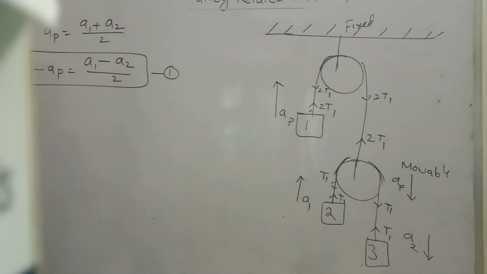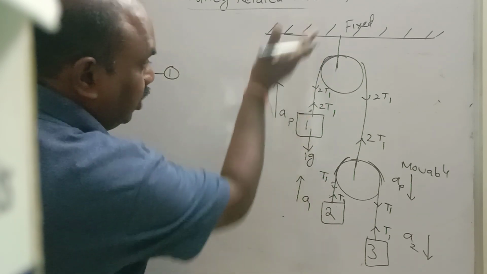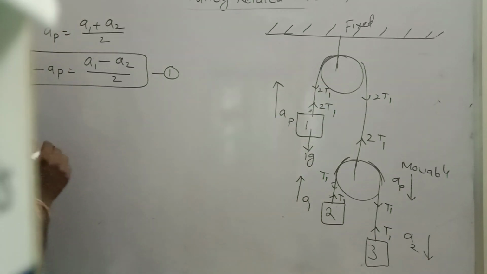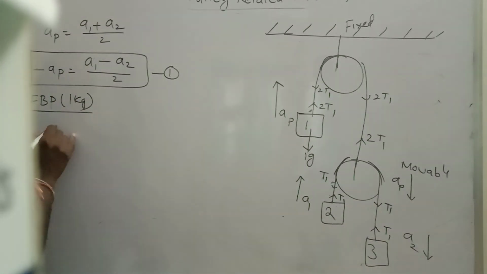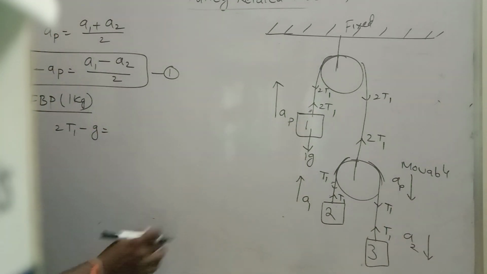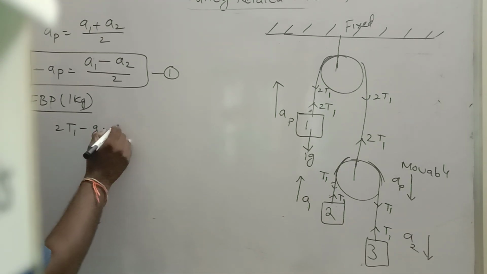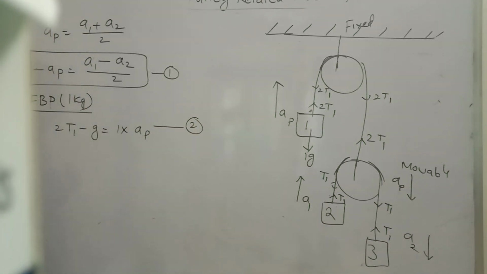Now see, children, one by one. The weight acting downwards is 1g, and it is going up. So if you make a free body diagram, the greater force is 2T1 minus the lower force, which is g. FBD of 1 kg. 2T1 minus g is equal to the upward force, F net is equal to MA. Greater force minus lower force is equal to M into A, where M is 1, into A, the acceleration of the pulley. This is equation number 2. Any doubt? 2T1 minus g is equal to 1 into A.